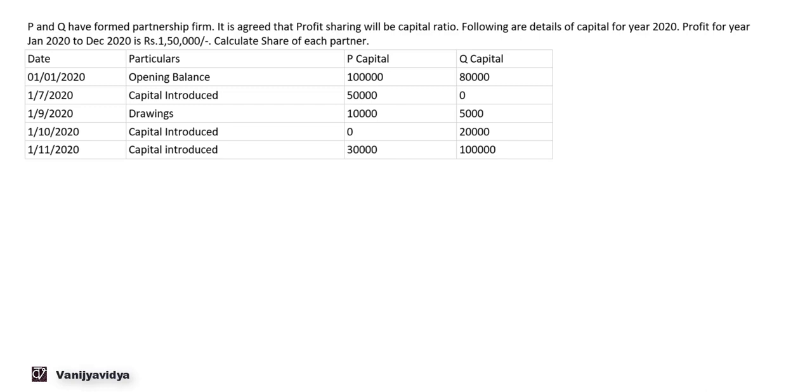Now since there is capital introduced, then drawings, then again capital introduced in both P's capital account and Q's capital account, we will be calculating the weighted average of the capital, and then the capital ratio will be on the basis of the weighted average capital calculated for P and Q, and then this profit of 1,50,000 will be divided in that ratio. So let's begin. First, P's capital.